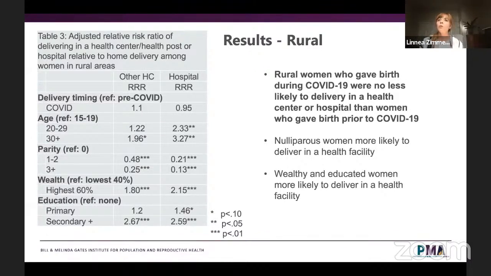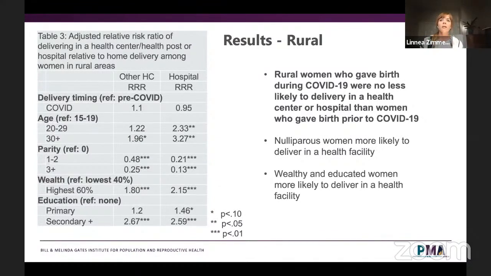So rural women who gave birth during COVID-19 were no less likely to deliver in a health center or a hospital than women who gave birth prior to COVID-19. And that on the whole is good. It means that we're not seeing, at least early in the pandemic, large shifts towards avoiding health centers and hospitals when delivering. It also means that there's still a large percentage of women who are delivering at home.